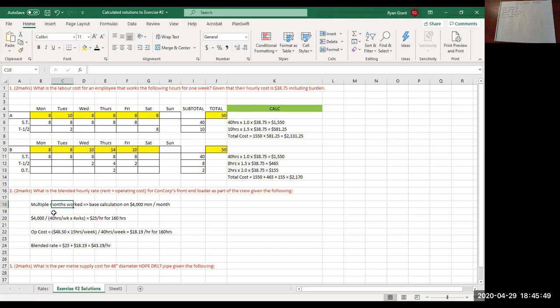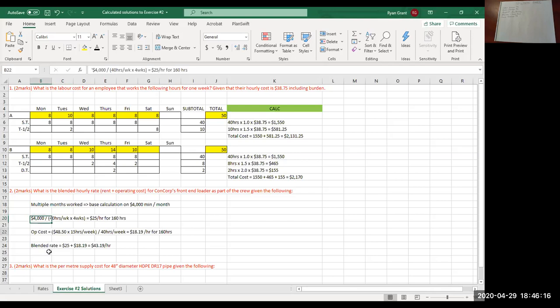So how did we do that? First, we calculated the rent per hour of the loader. The minimum monthly rent was $4,000, and we divided that by 40 hours per week of the crew times 4 weeks. So we're dividing by 160 hours. 4,000 divided by 160 gives you $25 per hour.